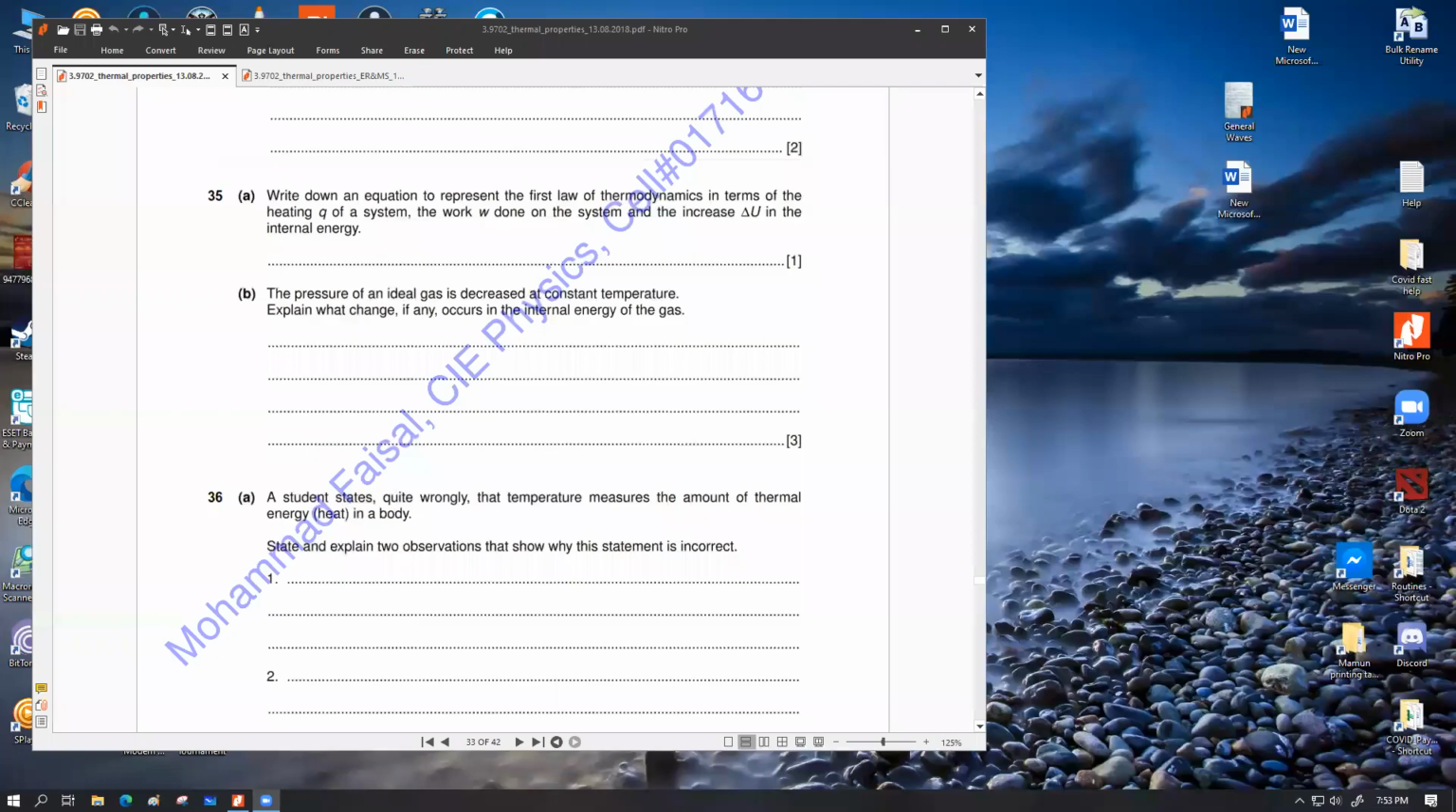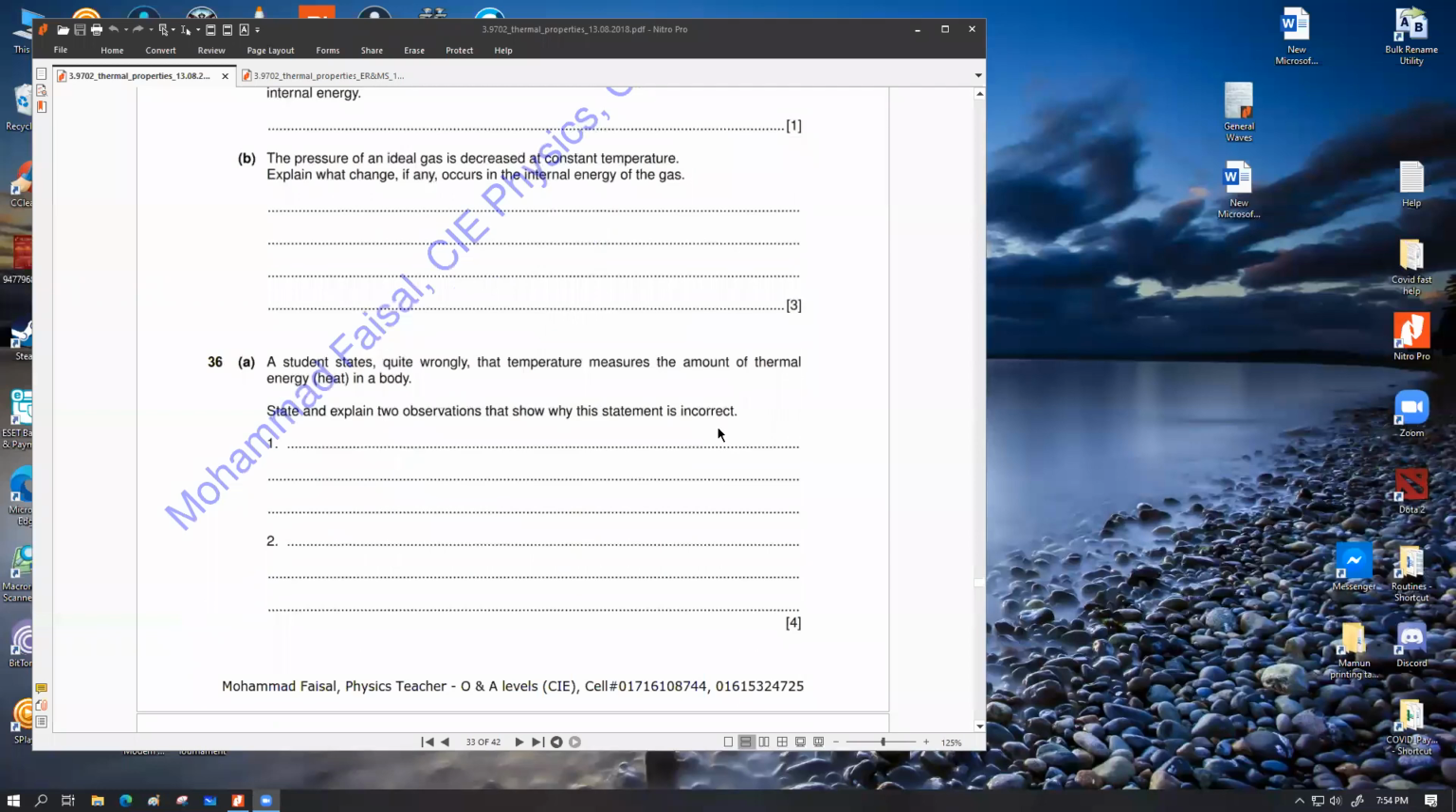Question 36, first part. A student states quite wrongly that temperature measures the amount of thermal energy in a body. State and explain two observations that show why this statement is incorrect.